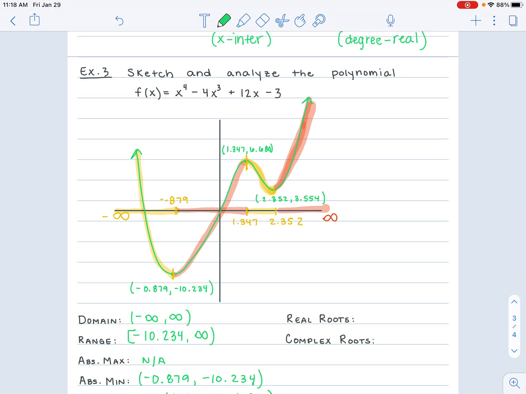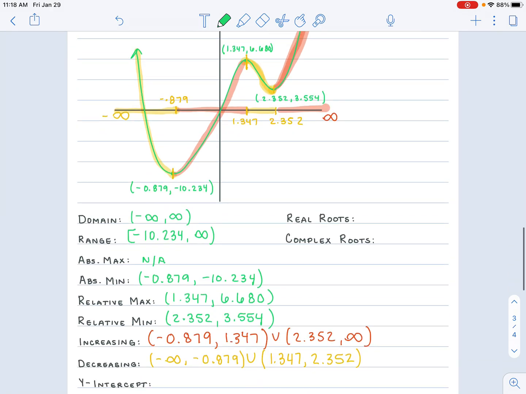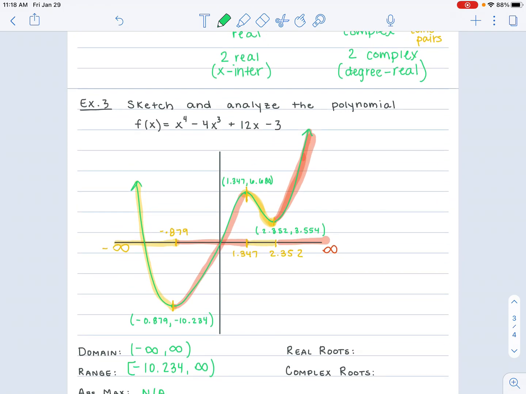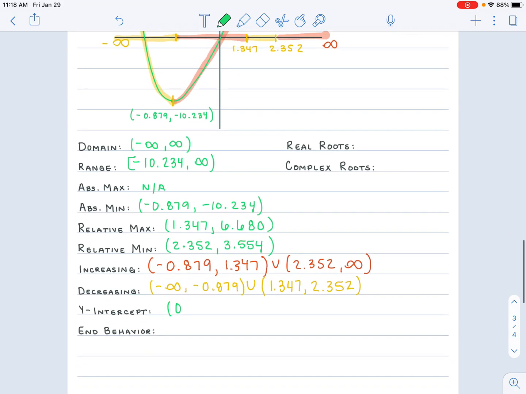All right. Up next, we have the y-intercept, so where it crosses the y-axis. To find the y-intercept, you just plug in 0 for x. So if I plug in 0 for x up here, I get 0 to the 4th minus 4 times 0 cubed plus 12 times 0, and I am getting negative 3. So the hint for that one is plug in x equals 0 to your function.